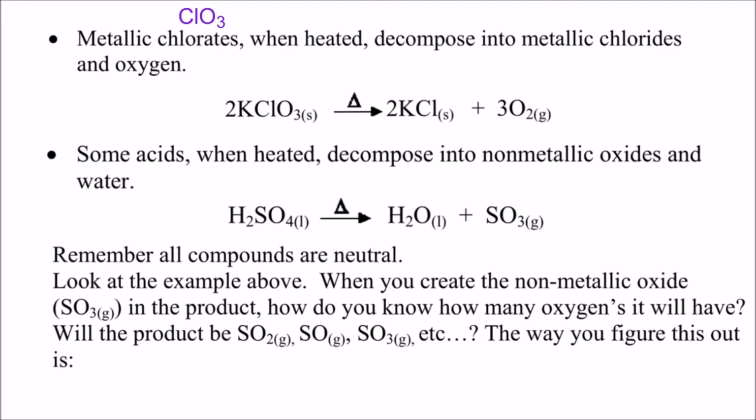Okay, so there's what we're looking for. And when you heat that, it's going to break down into a metallic chloride. Okay, remember -IDE is binary. Chlor tells me that the second element is chlorine. So you're going to have a metal and chlorine stuck together.